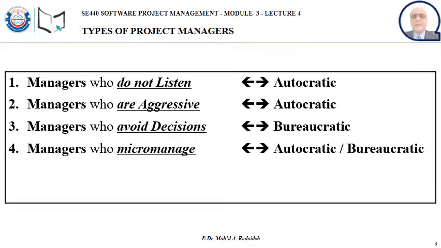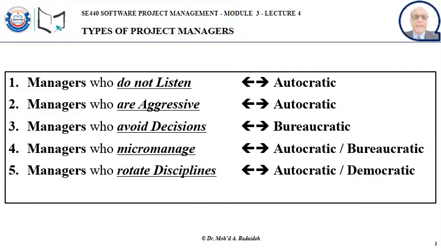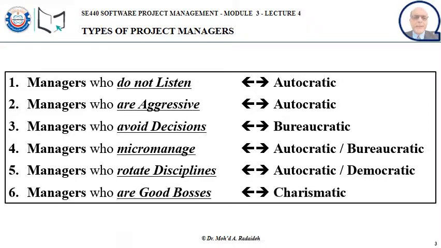Number 4, managers who micromanage. The micromanagement managers are very much autocratic as well as bureaucratic. They can be some mix between the two styles. Managers who rotate the discipline, who rotate the roles, are very much autocratic and democratic. Managers who are good bosses, those are indeed the charismatic ones.